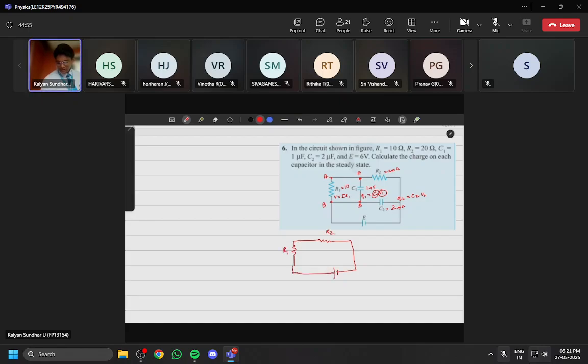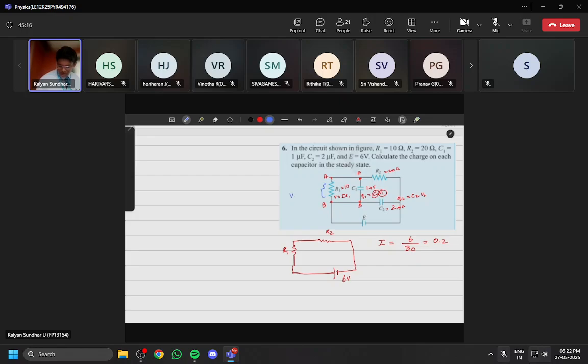This is R1, this is R2, and this is 6 volt, correct? Then I will be equal to V divided by the resistance. R1 and R2 are in series. What is the value? 30. So it will be equal to 1/5.2, correct? This is the current.